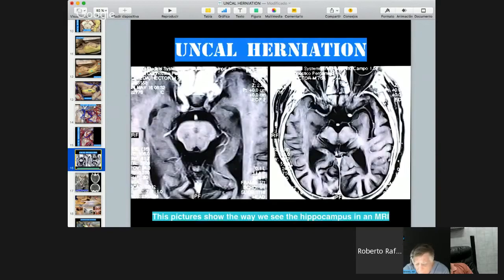And this picture shows the way we can see the hippocampus in the MRI. And this is the hippocampus, and this is the middle cerebral artery here, posterior cerebral artery here, and choroidal artery here. The three most important vessels to the brain circulation, brain irrigation, in the temporal lobe.